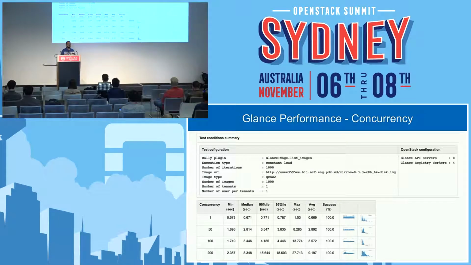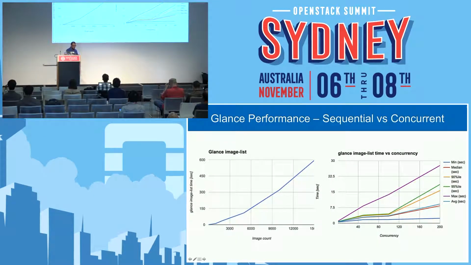You cannot go and test all these things directly on your development or production cluster, right? You have to reproduce the problem in a different cluster, and that's what we wanted to do in this one originally. So, and then we add different kinds of parameters. We test the same Glance image list API with some sequential calls versus concurrent calls.